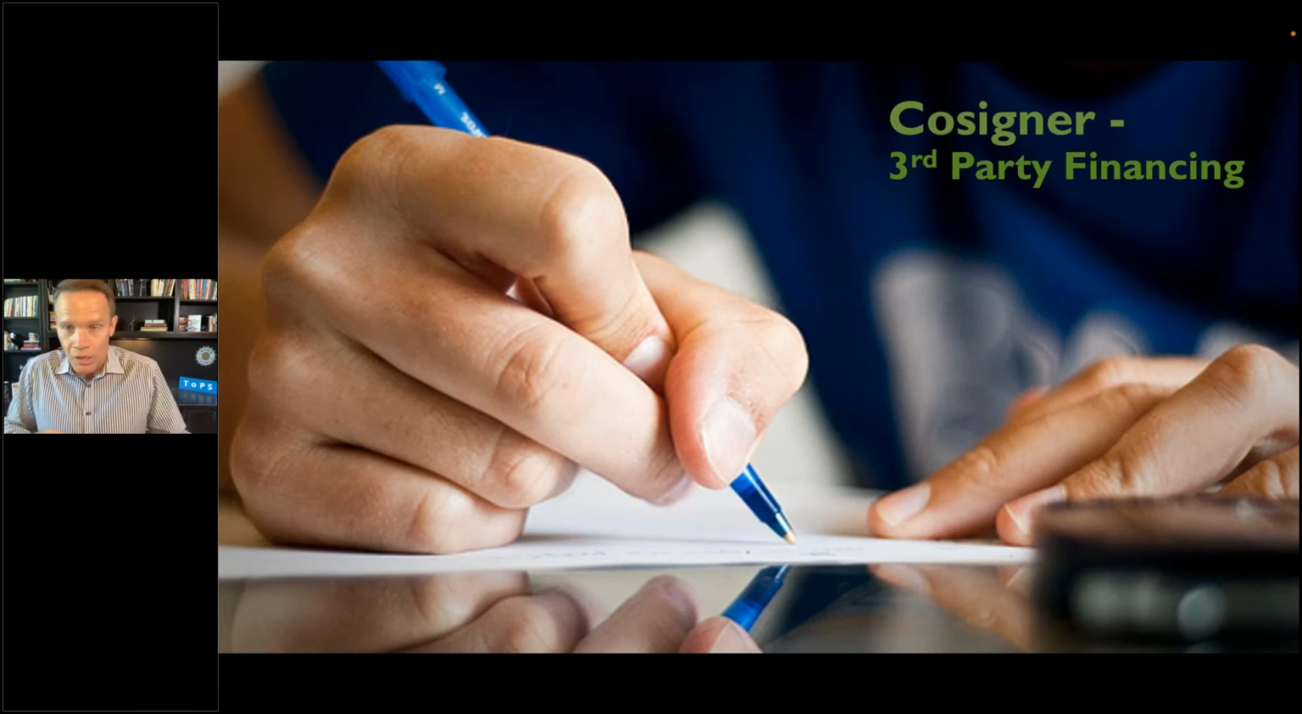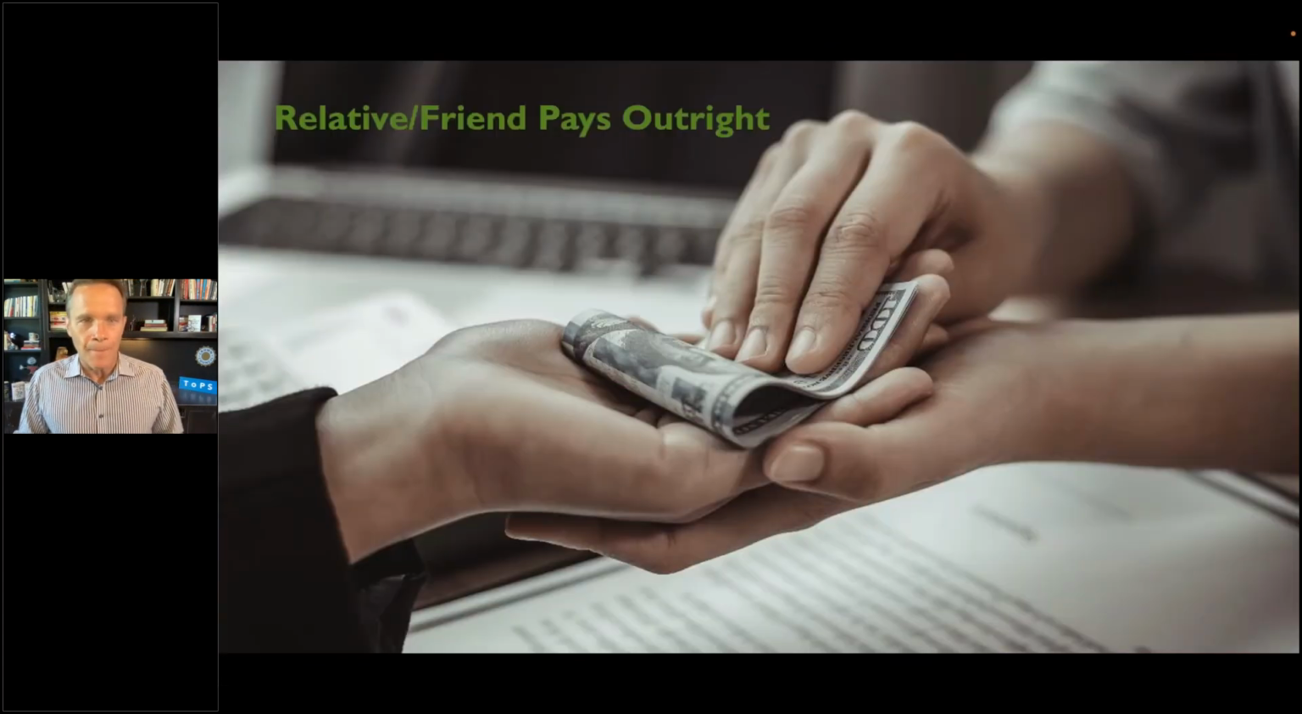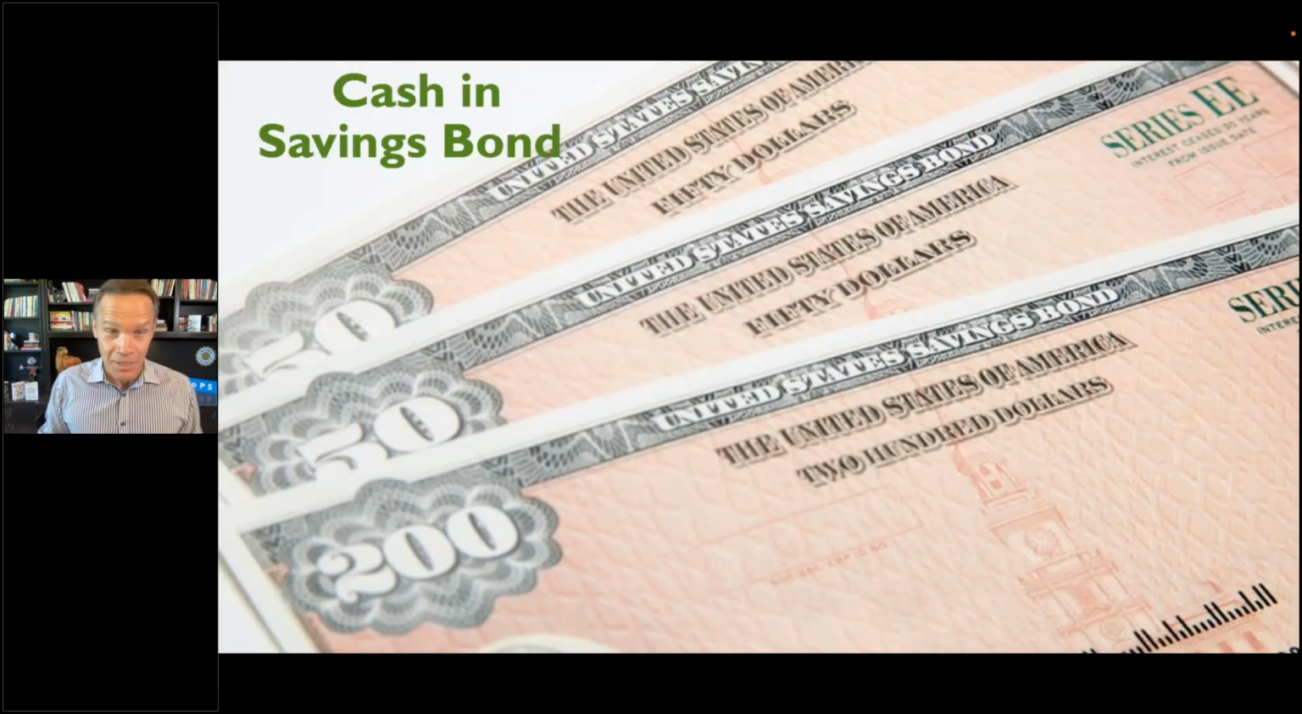Cosigner, so having a third party sign with them if you're getting third party financing, if they don't qualify, having somebody co-sign with them. So then you can say, is there someone who could co-sign with you? Maybe a relative opens up a third party financing account. Maybe a relative or a friend pays for the treatment outright. Patients have paid that way.